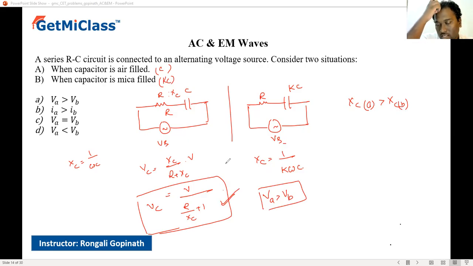So if XC is greater, then R by XC is smaller. 1 plus a smaller number in the denominator will make it bigger. So voltage across the capacitor in A is greater than the voltage across the capacitor in B. That will make it the right option.